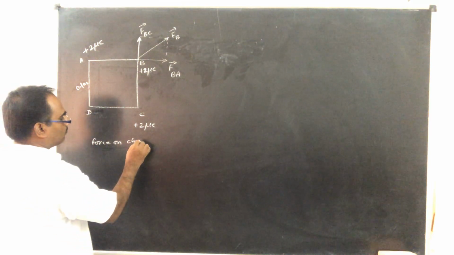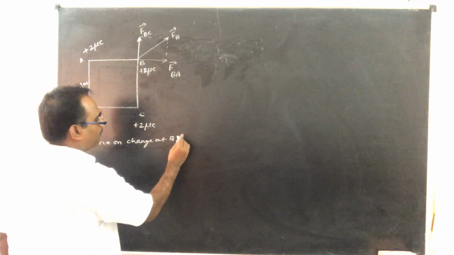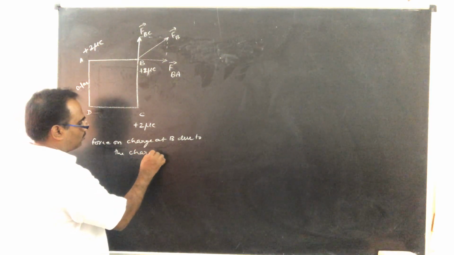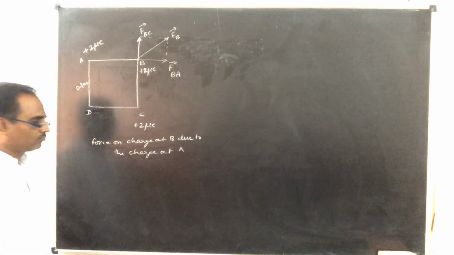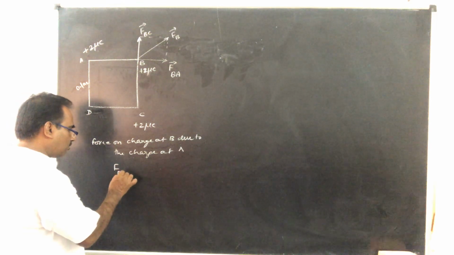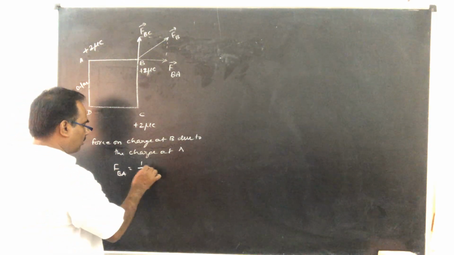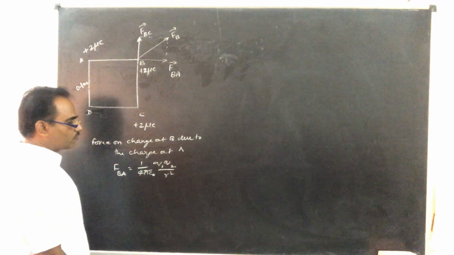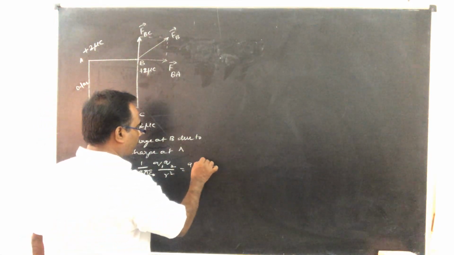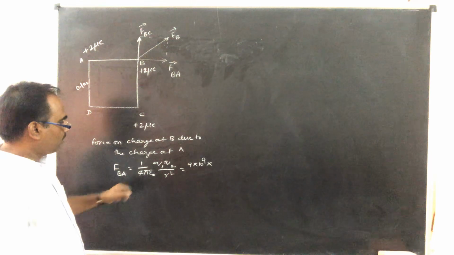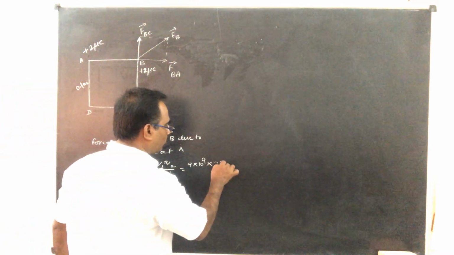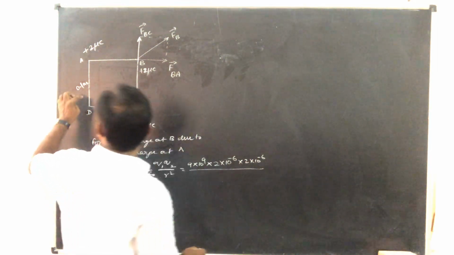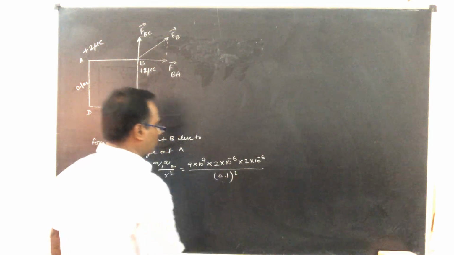Force on charge at B due to the charge at A. So this FBA, first you write the formula: 1/4πε0 Q1 Q2 divided by R square. Now you do substitution. 9 × 10⁹, this one. Q1, this is 2 microcoulomb. Q2, this is also 2 microcoulomb. And the distance between them, 0.1 whole square.